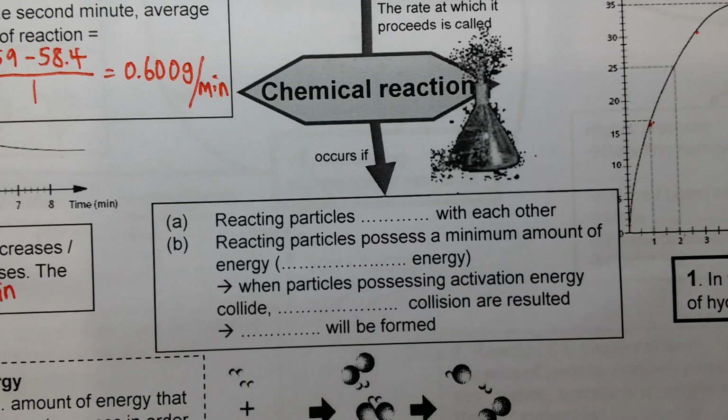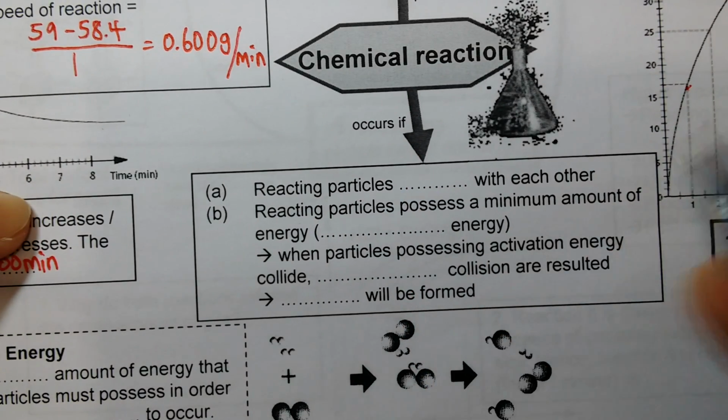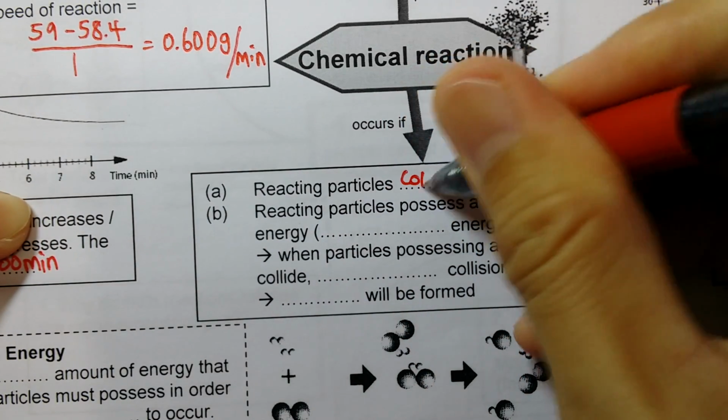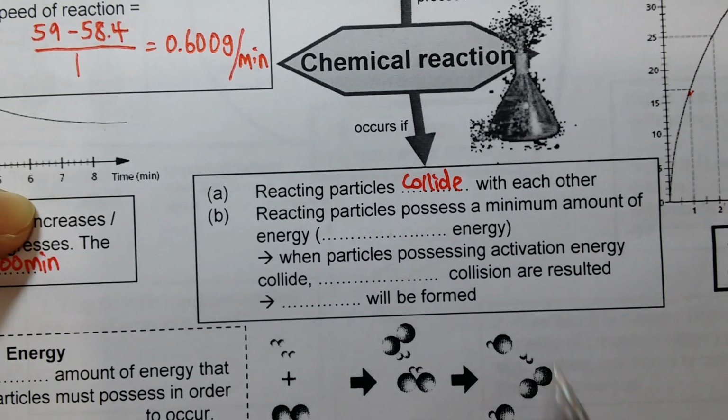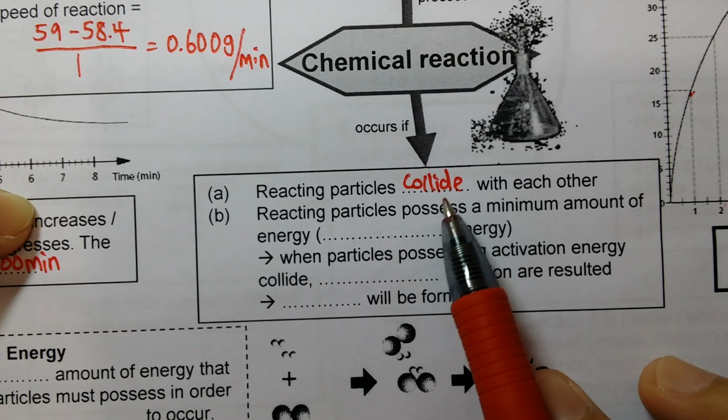Now we would like to find out how a reaction occurs. So in order to understand how a reaction occurs, we have to look at the particles of the reactants. Now, a reaction occurs only if reacting particles collide with each other. So collide is the keyword. You don't say reacting particles hit each other. That would not be accepted. You have to use the keyword collide.